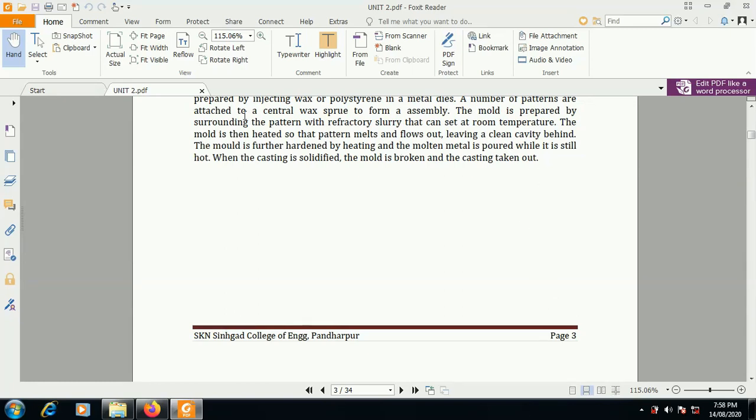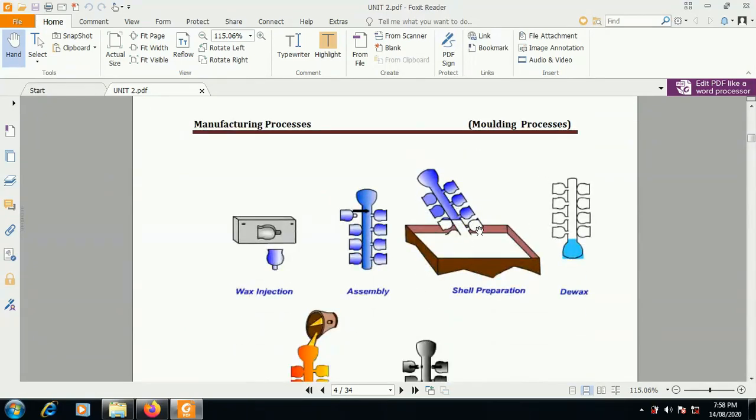The mold is then heated so that the pattern melts and flows out, leaving a clean cavity behind. After the formation of the shell on the surface of this pattern assembly, we have to carry out heating. After heating, one small hole is provided at the bottom. Through that hole the complete wax goes out. This process is called dewax. During heating, some of the wax evaporates into the environment. That's why this process is called the lost wax process.